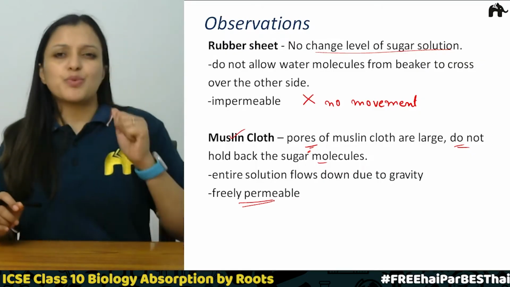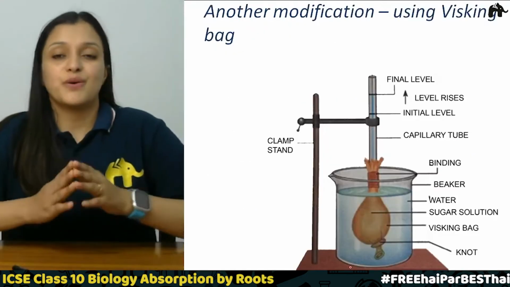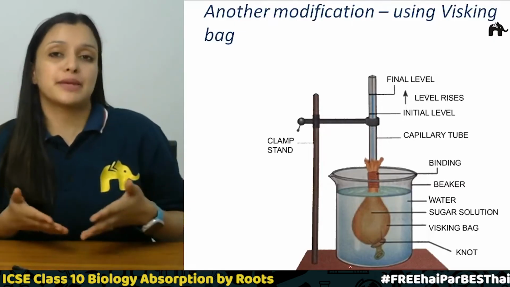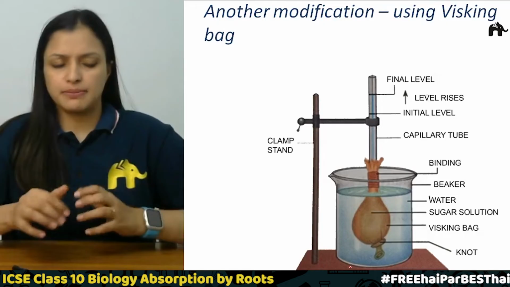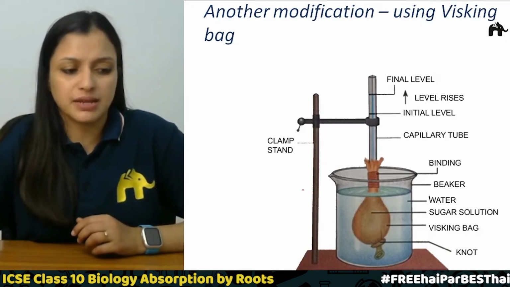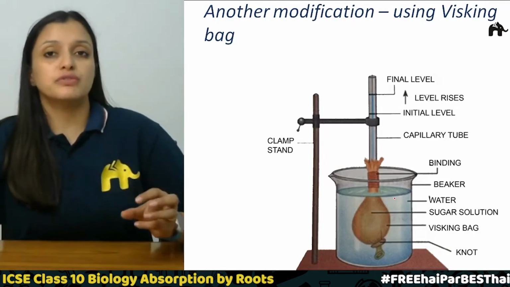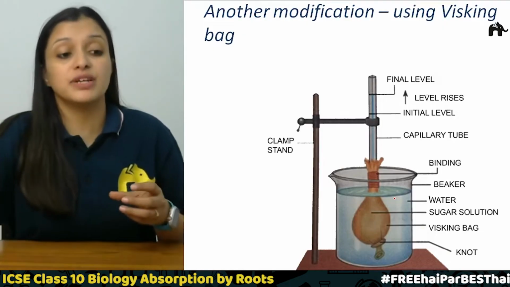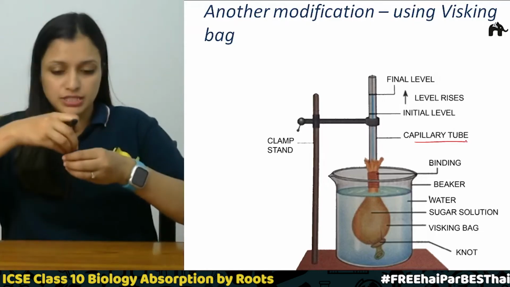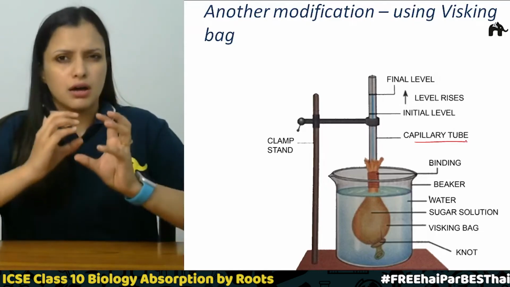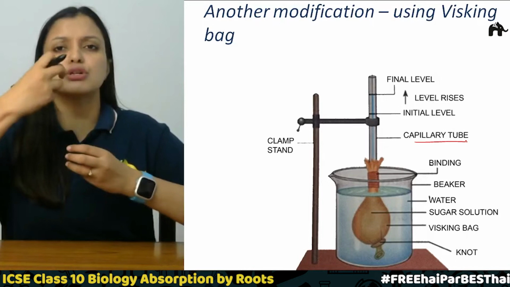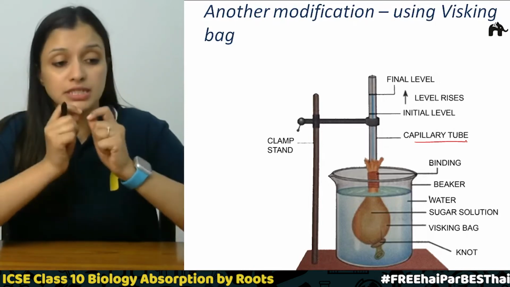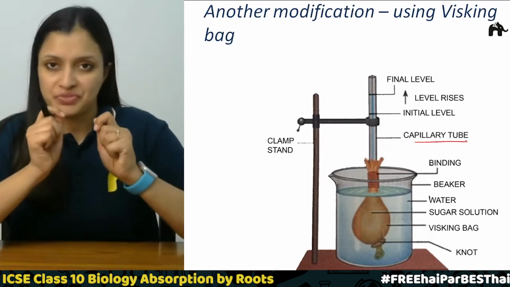Now again, a small twist in the experiment. Another modification in the experiment is with the whisking bag, right? So, what is this whisking bag? This is a bag, something like this, and we will put some sugar solution into this whisking bag, and then insert a capillary tube into this bag. We will wait till some of the sugar solution rises into this capillary tube, and then we will tie this bag with this tube tightly, right?